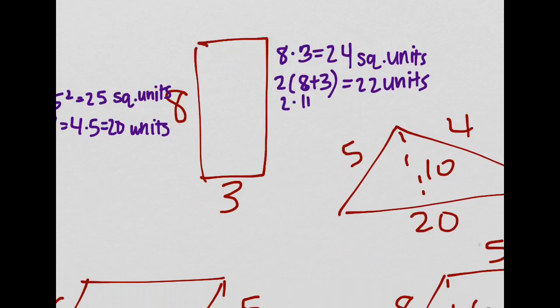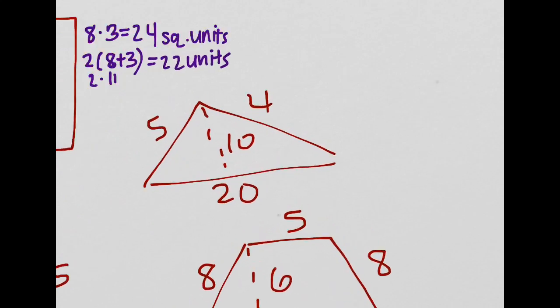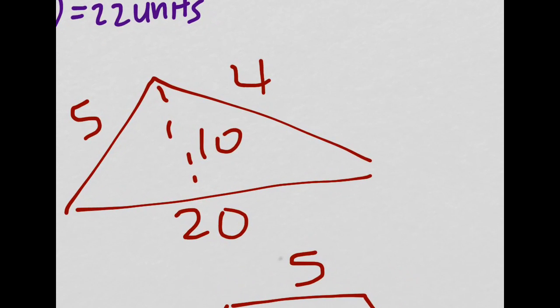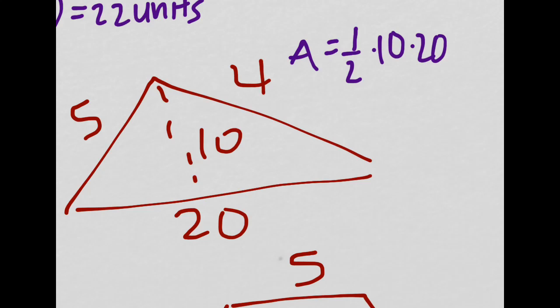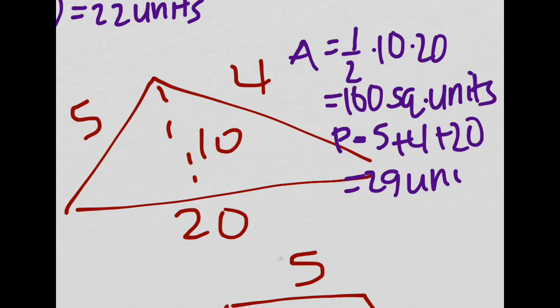Okay, great. Now, let's take a look at this triangle. So for the area, it's equal to half 10 times 20, so that's equal to 100 square units, because it's base times height. And then the perimeter is equal to 5 plus 4 plus 20, which is equal to 29 units.